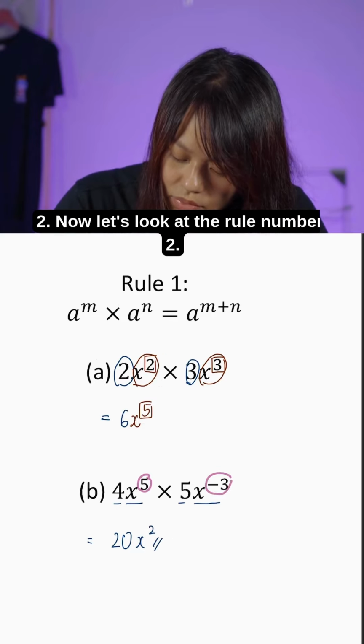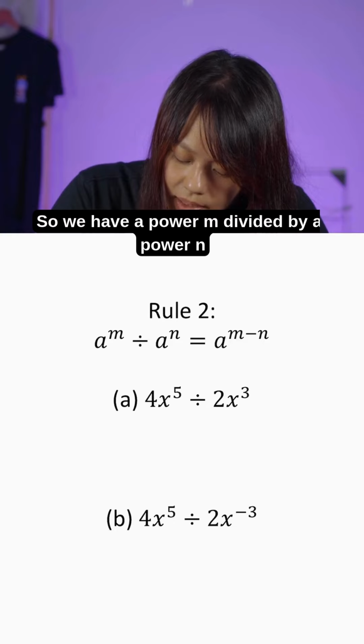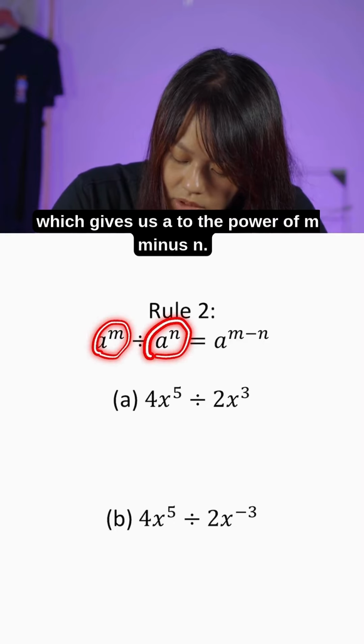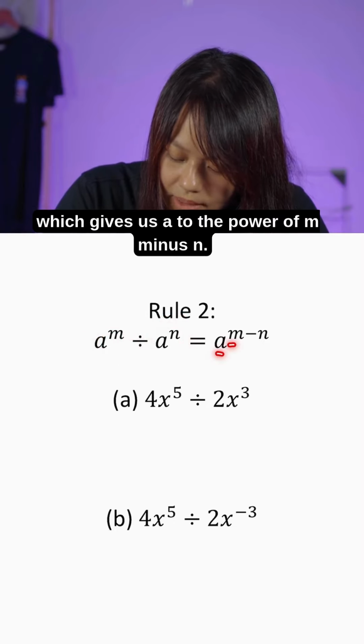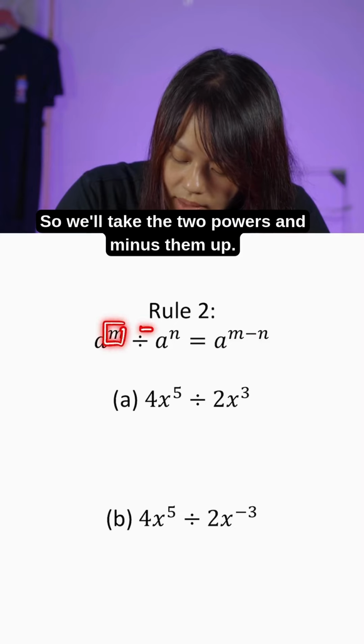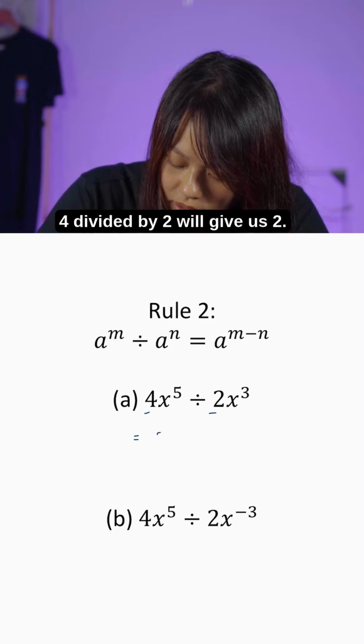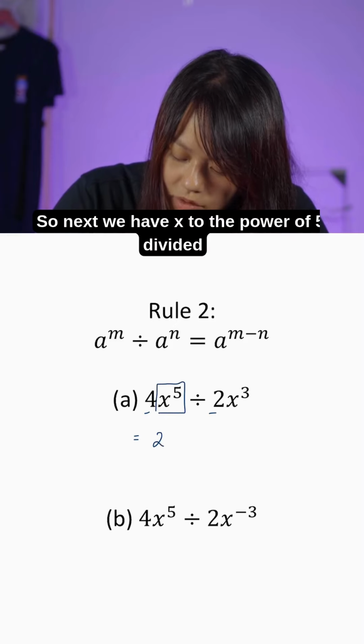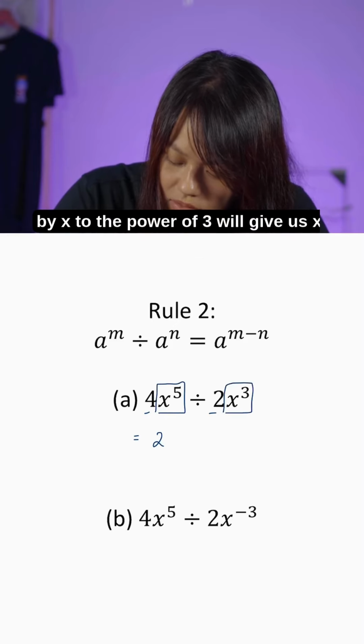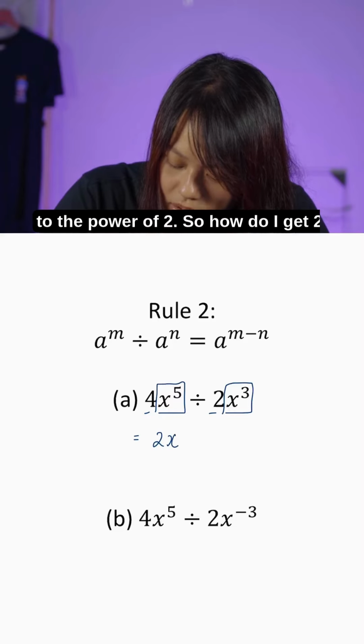Now let's look at rule number 2. So we have a to the power of m divided by a to the power of n, which gives us a to the power of m minus n. So we'll take the 2 powers and minus them out. So first, 4 divided by 2 will give us 2. So next we have x to the power of 5 divided by x to the power of 3, which will give us x to the power of 2.